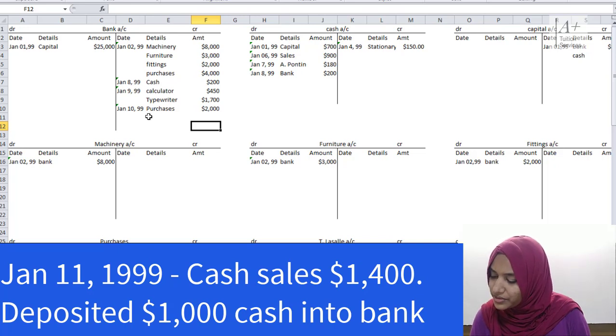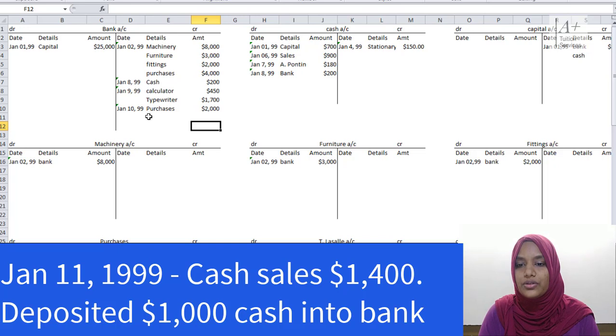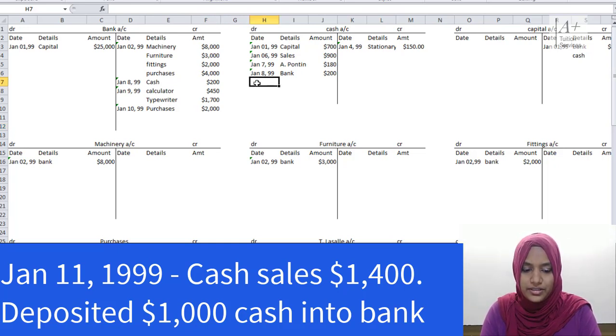Right, so cash sales $1,400. So cash and sales, right? So we have sales credited, so the cash account will be debited. So cash January 11, 99, we have sales again, and at $1,400.